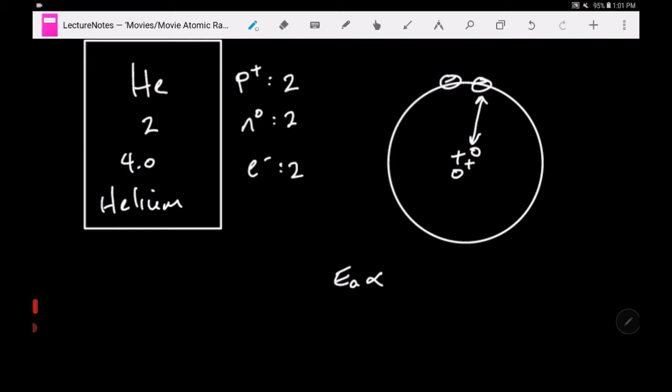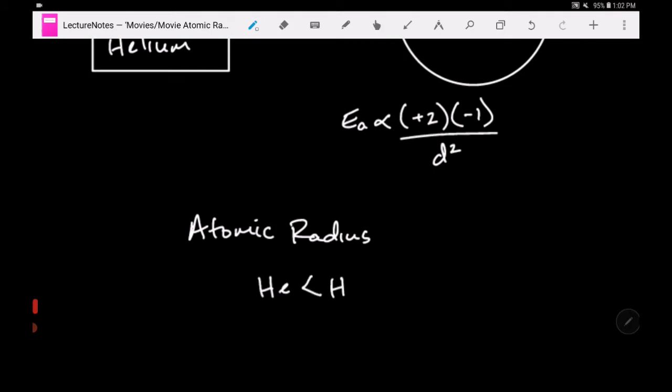In helium's case, the charge of the nucleus is +2. The charge of the electron is still -1, divided by the square of the distance between them. Now, because the nucleus is twice as strong, the electrons are going to get pulled in more. So the atom of helium is going to be smaller than an atom of hydrogen. Helium, because it has more protons, is going to pull its valence electrons in more strongly, decreasing the size.